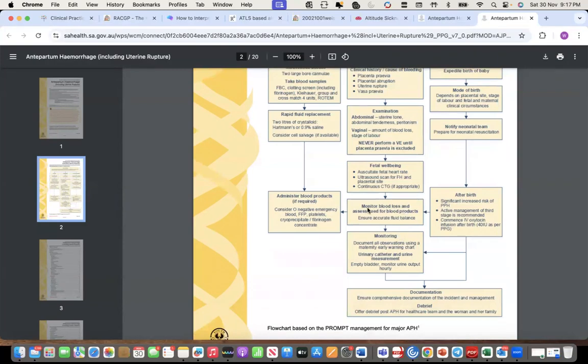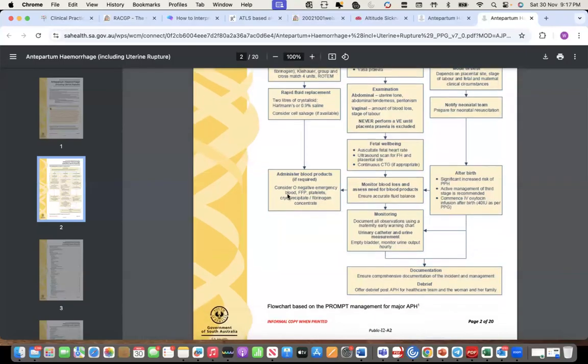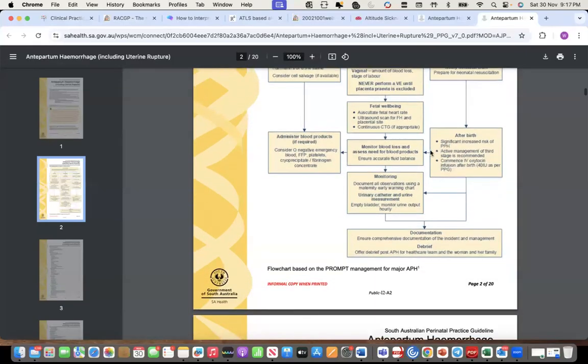If you come here, see, monitor the blood loss and also the need for blood products, and ensure that accurate fluid is there. So monitoring is there and you have to consider the blood products if required. Consider O negative in emergency, or FFP, or fibrinogen, or platelets, whatever. But the role of blood is always there when there's a blood loss.